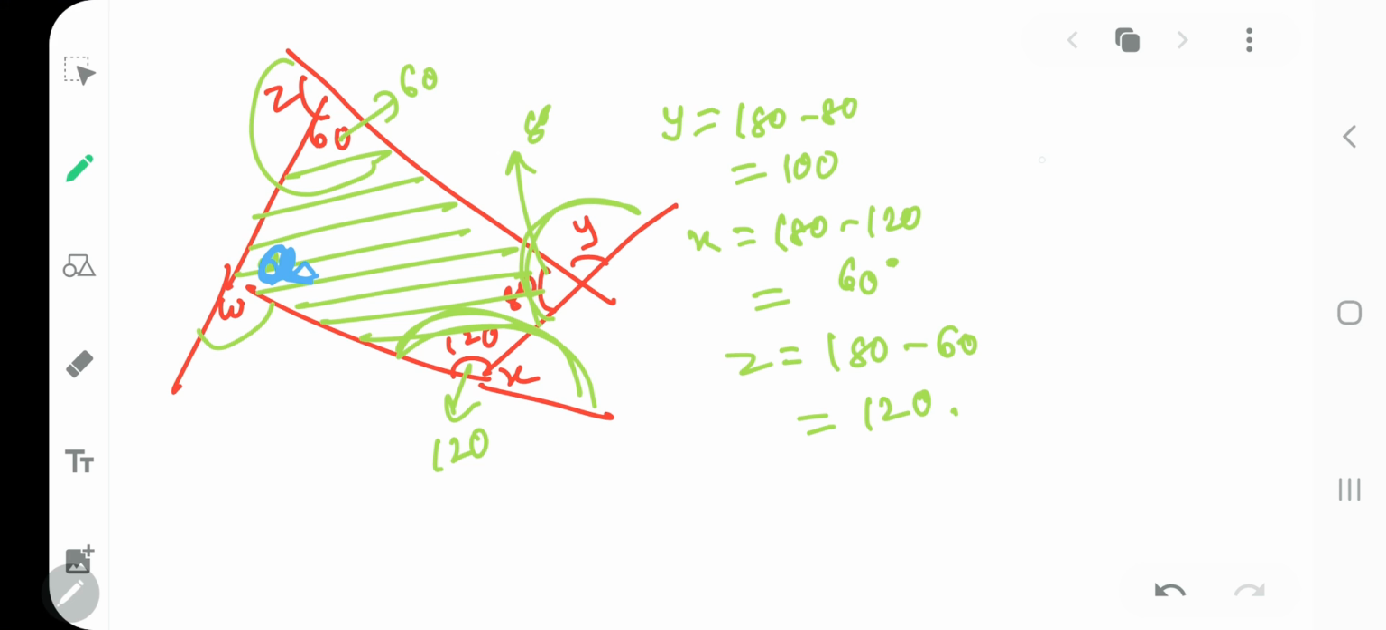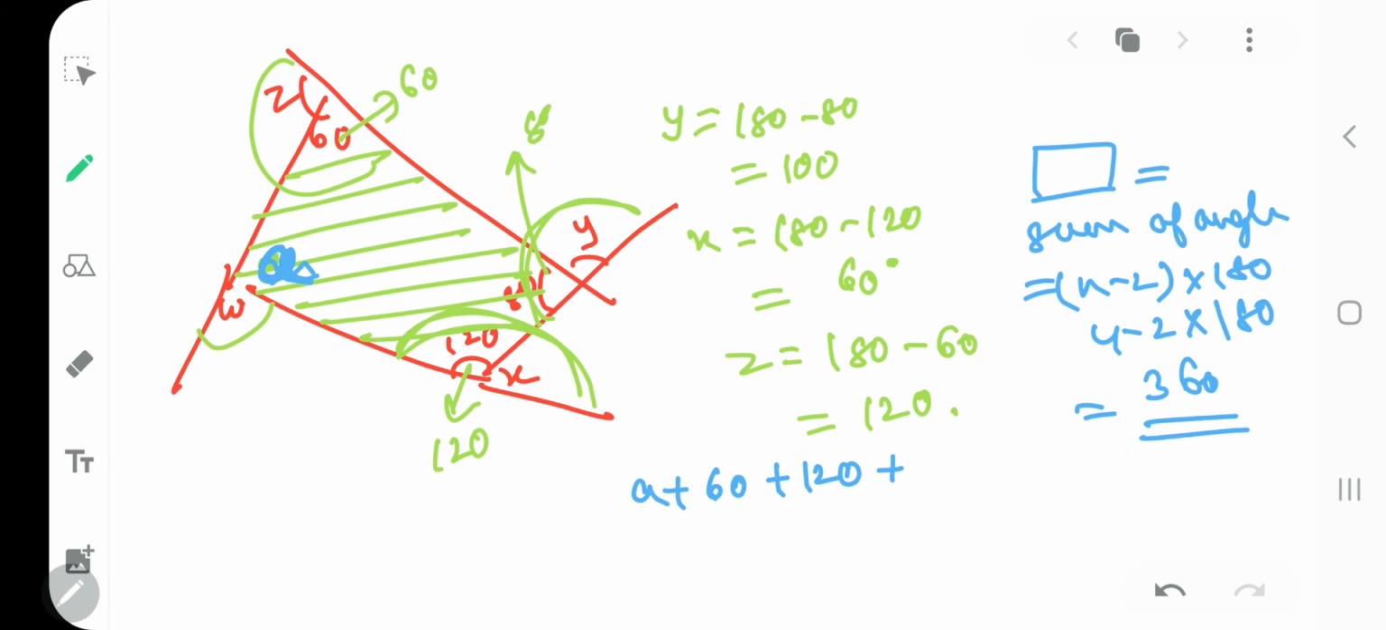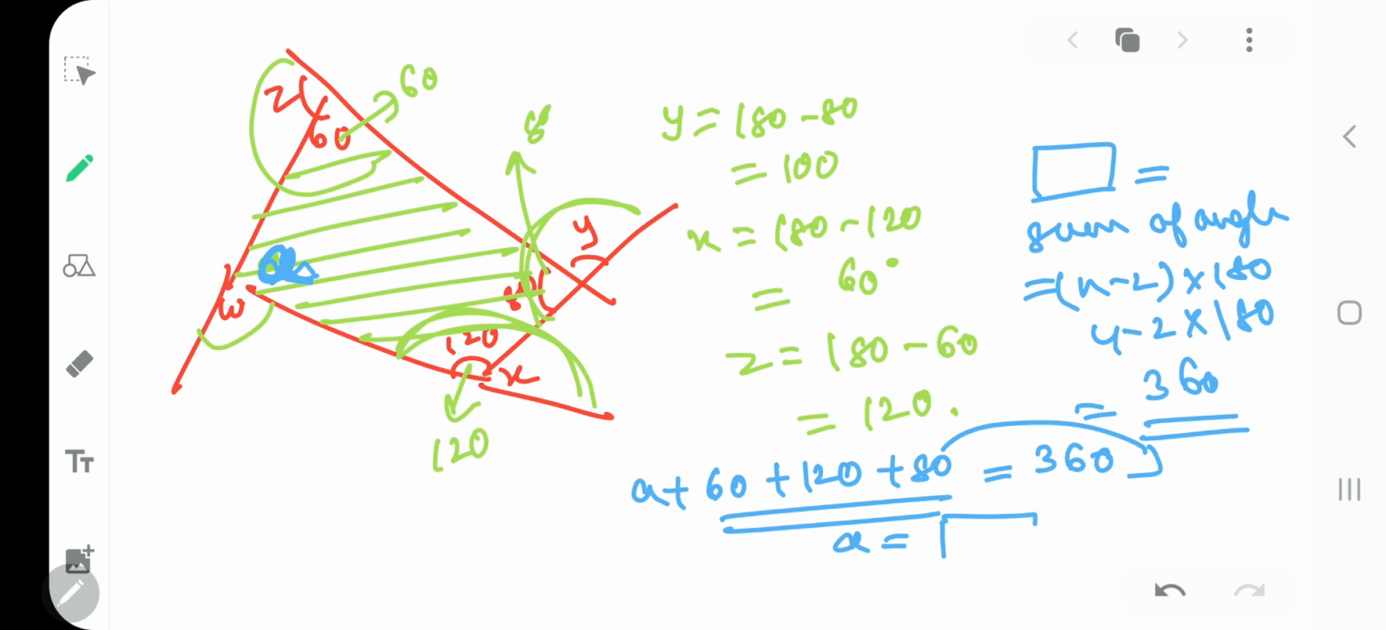Now my dear kids, first of all, what is the sum of angles of a quadrilateral? Sum of angles of quadrilateral is n minus 2 into 180, that is 4 minus 2 into 180, answer will be 360. So if we add all the angles, the answer will be 360. Which angles are they? a plus 60 plus 120 plus 80 is equal to 360. Take all these numbers on this side with subtraction, so you will get the value of a. Once you got the value of a, my dear kids, can you not find its linear pair w? How will you find it? w is the linear pair of a, so 180 minus a.